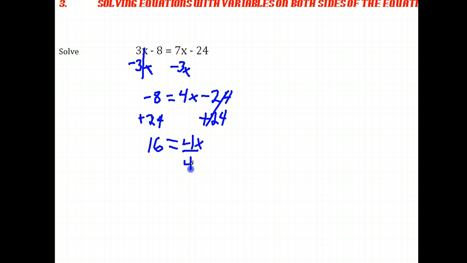Divide each side by 4. Cancel. X equals 4. Circle. And that is my solution. So when you have variables on both sides of the equation, you want to choose one of the terms that have the variable, and subtract them from both sides. I like to choose the smaller.